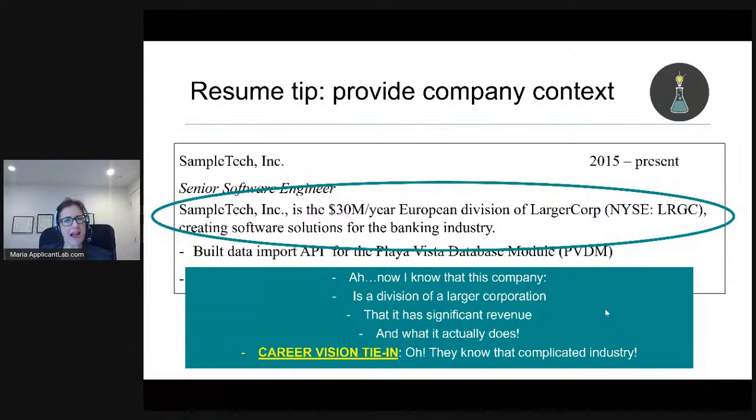And thinking back, remember those gears that I showed fitting together? There's a career vision tie-in here. Since this applicant wants to be a fintech entrepreneur, it is very relevant that she has worked on banking industry applications. Because there's a tie-in, right? So now as an admissions officer, I'm like, oh, banking is actually a really complicated industry. There's a million different laws and regulations, but she's already familiar with some of them because she's worked in that industry. Okay, now I feel more confident that she'll be successful as a fintech entrepreneur.